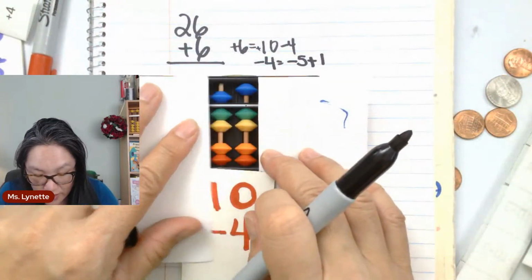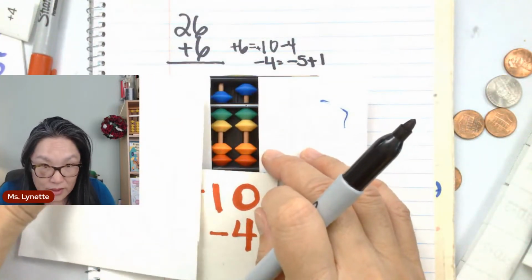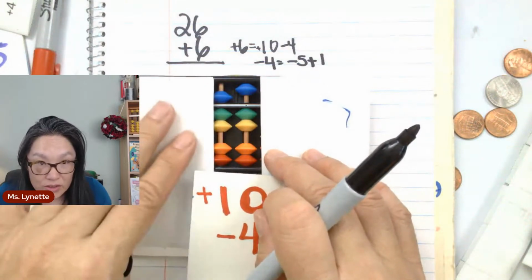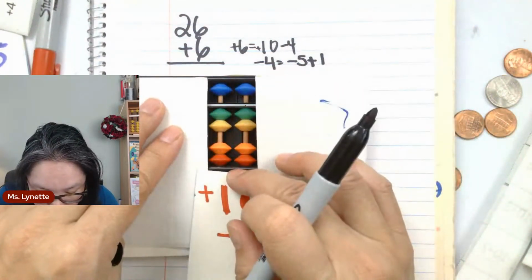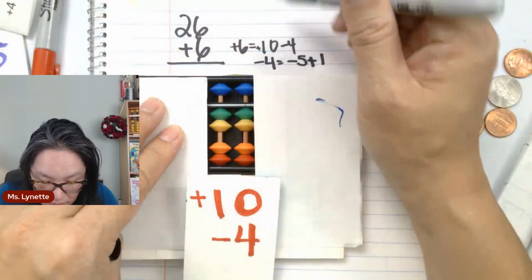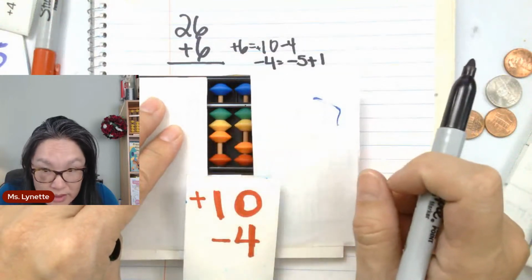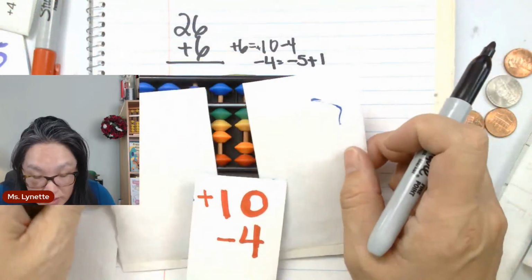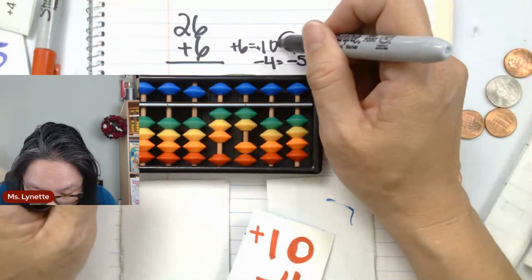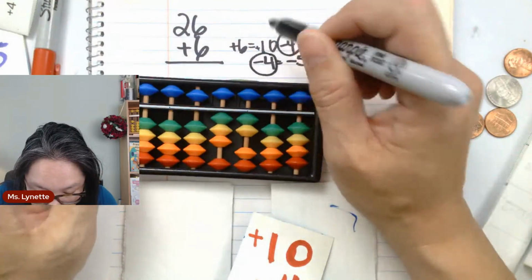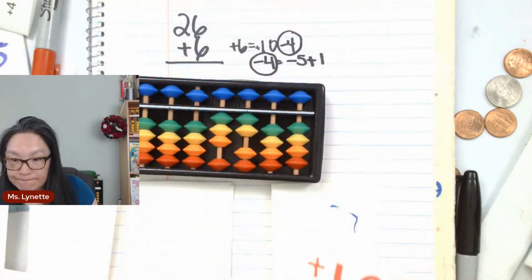All right, so now what? Now we do the 1. Can we add the 1? Yes, we can. So all we've got to do is just add the 1. That's all we're doing, and that's a two-step, because it's this one here that gets substituted, right?